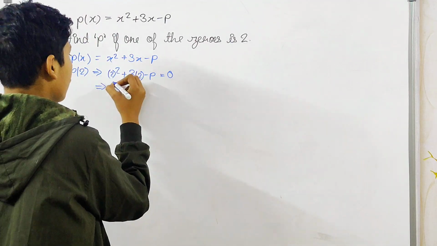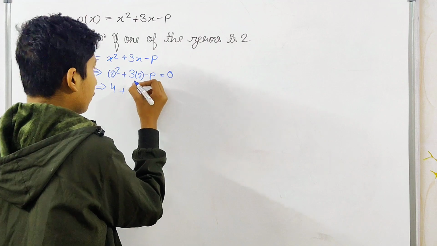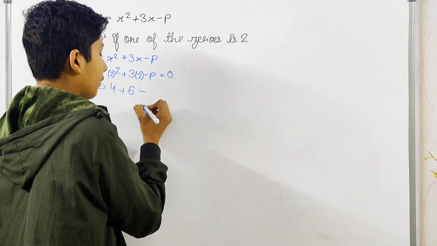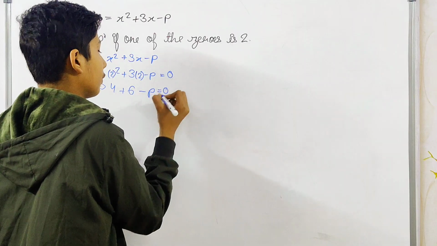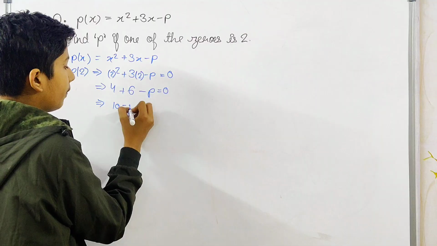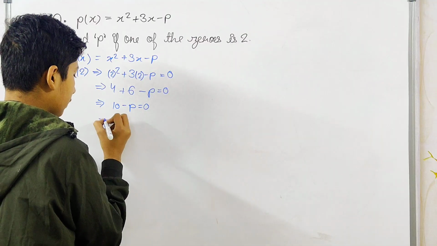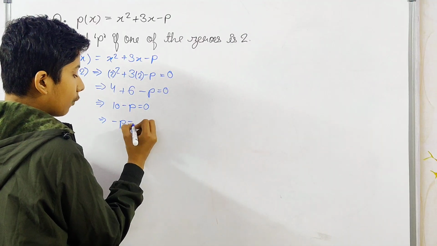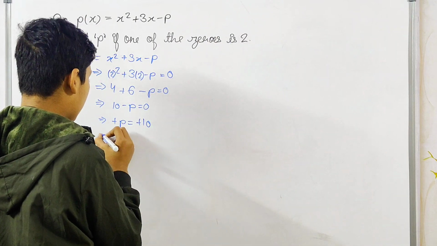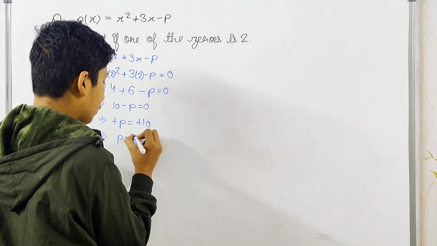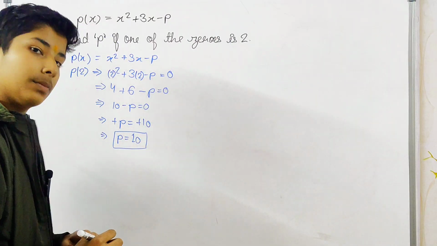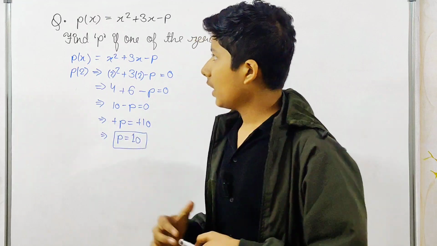Which is 2 square means 4 plus 3 into 2 means 6 minus p equal to 0. So 4 plus 6 equals 10 minus p equal to 0. So minus p equal to, we send this side, so minus 10. Minus minus cancel, it would be p equal to 10. So the value of p has come. Now let's continue with the next question.